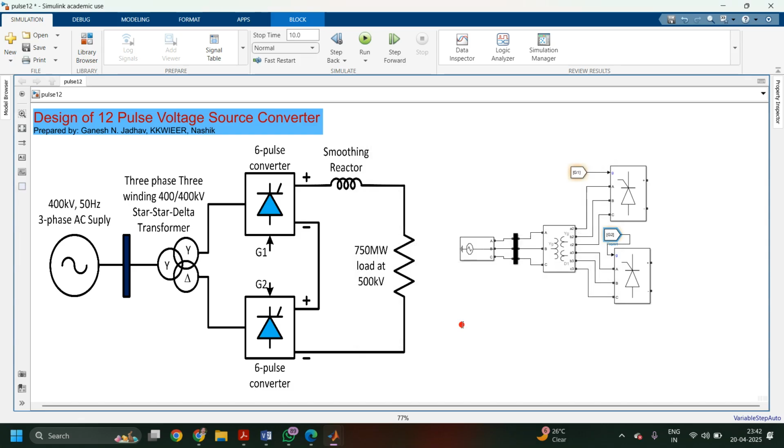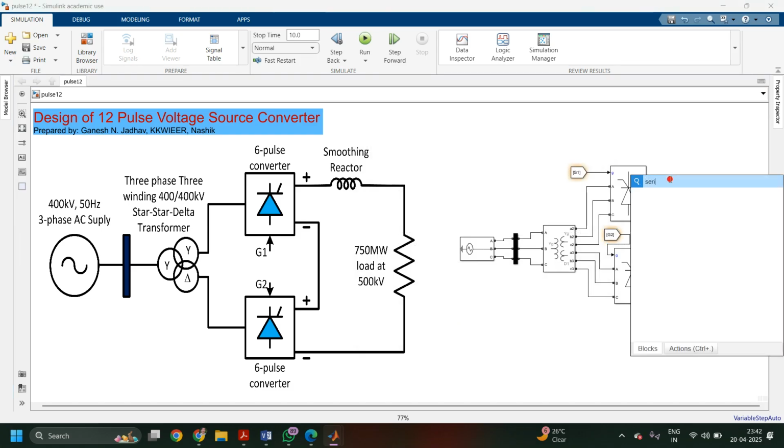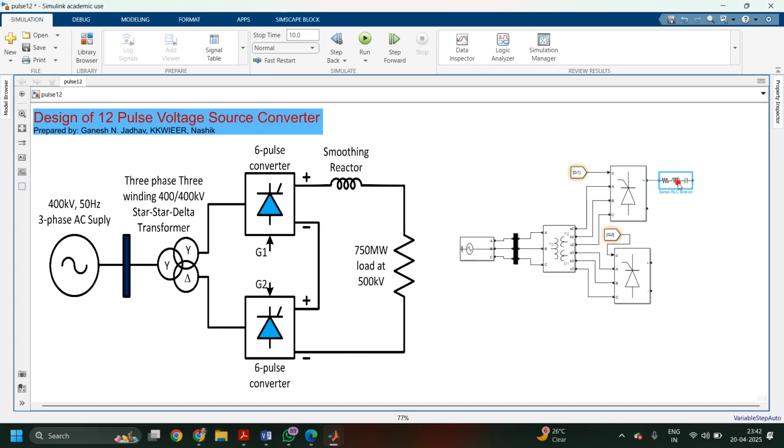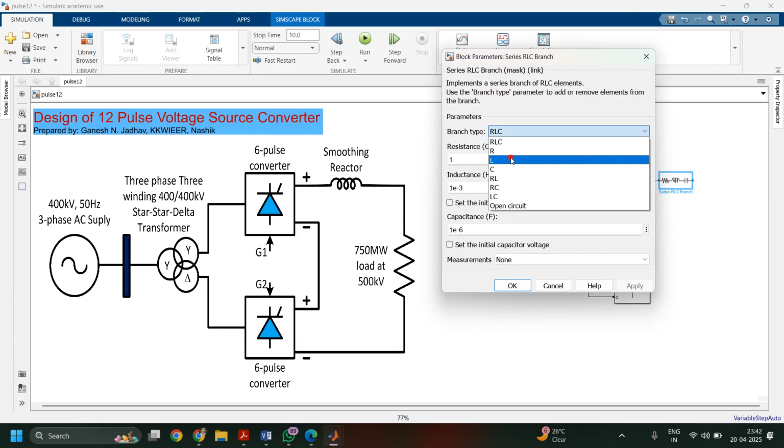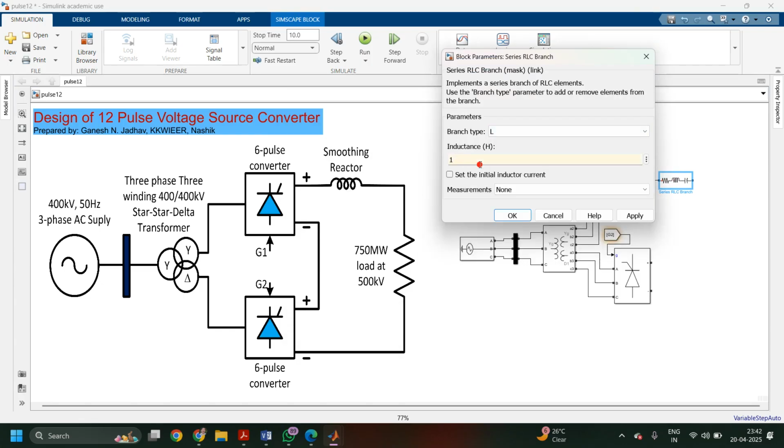Now coming to the smoothing reactor, so we need a series RLC branch. Connect this series RLC branch here. Keep only inductance. Keep the value of inductance to 100 millihenry, 100e-3.